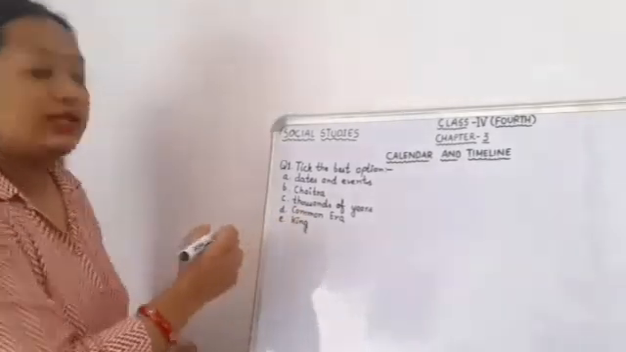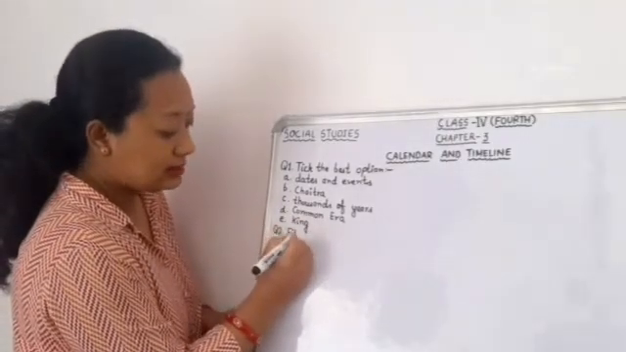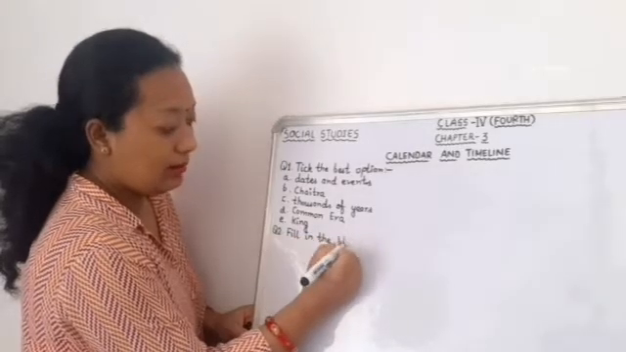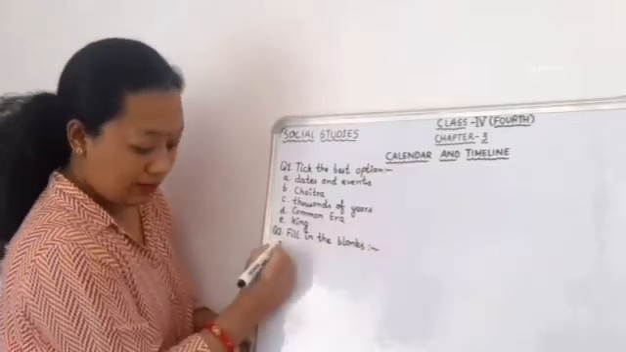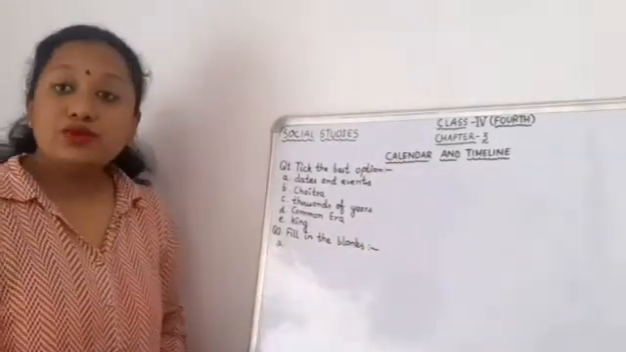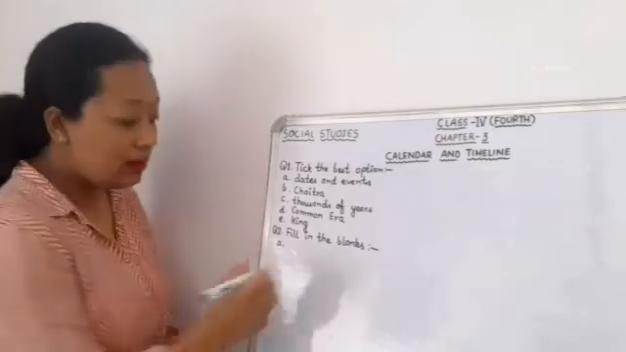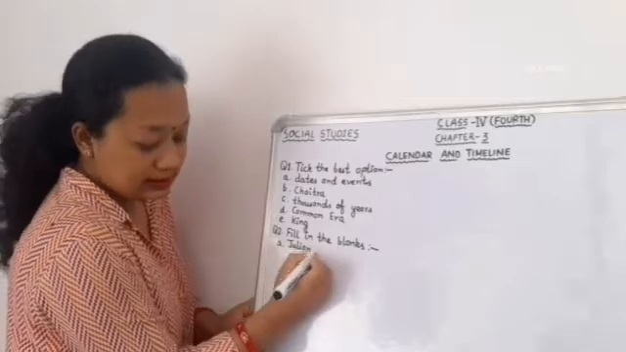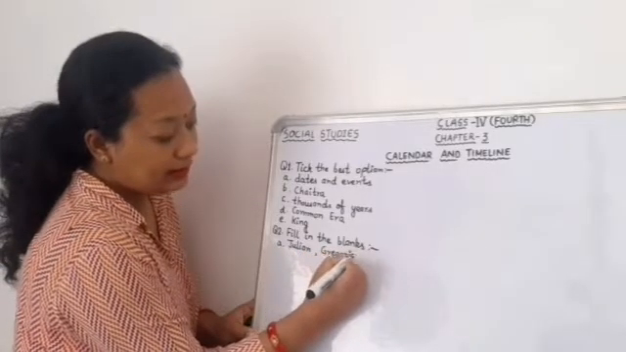And your second question, question number 2, is fill in the blanks. Number A is, the two types of European calendars. The two types of European calendars are Julian and Gregorian. These are the two types of European calendars.